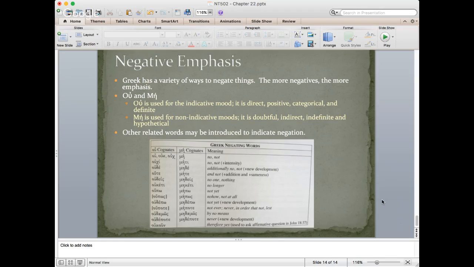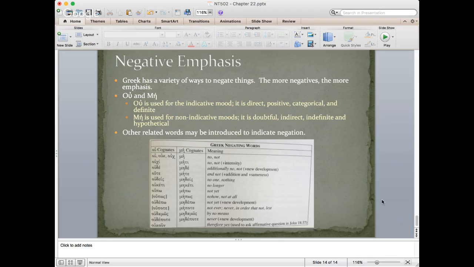So with oo and may, oo is going to be used for the indicative. We've talked about this. It's a direct, positive, categorical, indefinite. It's dealing with those concrete ideas that are negated. Where may is going to be used for non-indicative ideas, so things that are doubtful, indirect, indefinite, hypothetical. This may not occur. This should not occur. We do not want this to occur. All those are may occur using this may negation.